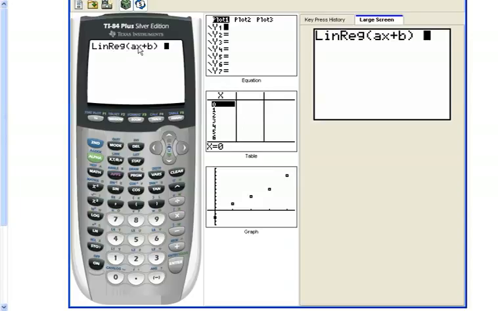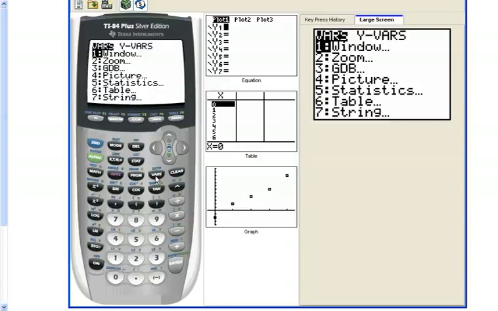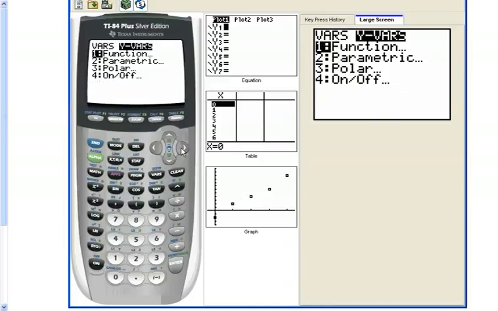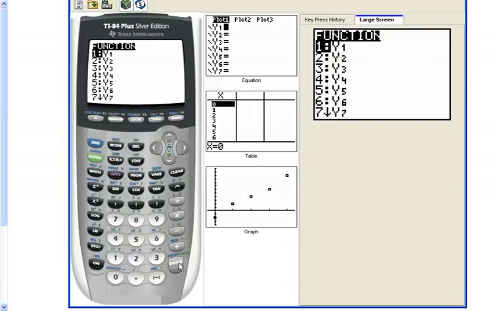So right after this LinReg ax plus b shows up, I am going to go down to vars for variables. I'm looking for y variables, like a y equals mx plus b idea. We would like to graph a function. Function is basically most of what you deal with in algebra. I'm going to go to function. And here I see y1, and maybe that's familiar to you. y1, y2, y3, y4, all of these are what shows up when I click the y equals button. So I'm just going to hit enter on y1 here.